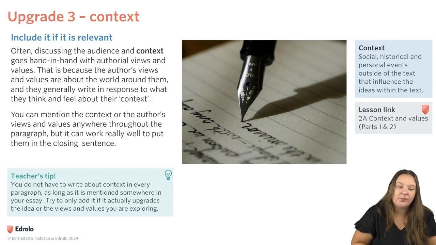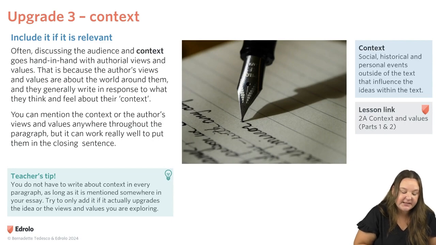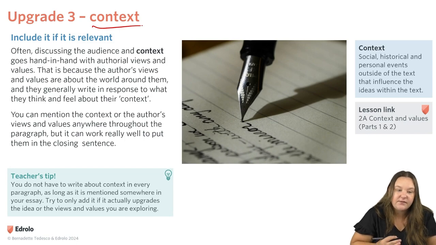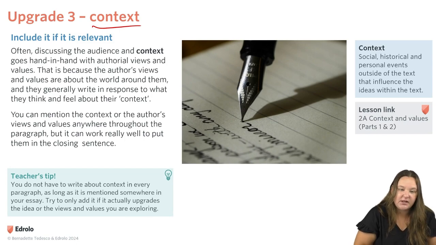Another way that you can upgrade your body paragraph is by exploring the context within it. If it is relevant, then include it. If it is not relevant, don't include it. Context is something that you want to be careful with, as it can often feel forced, like you've put it in there just for the sake of ticking a box. So think about whether it is relevant.